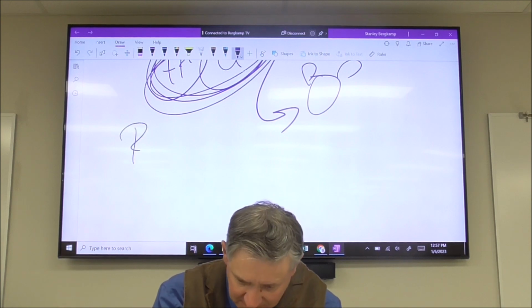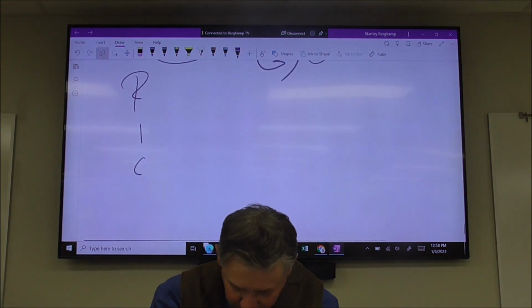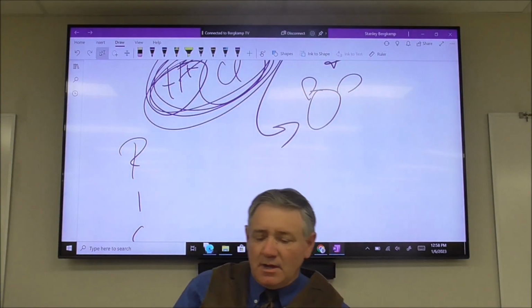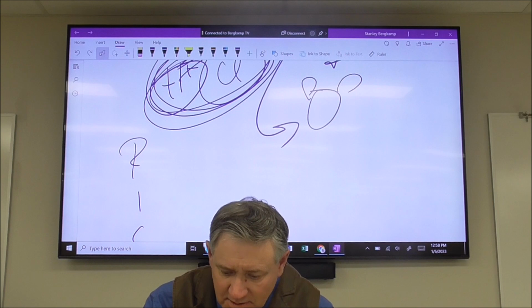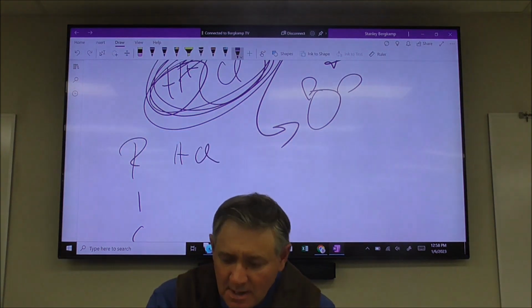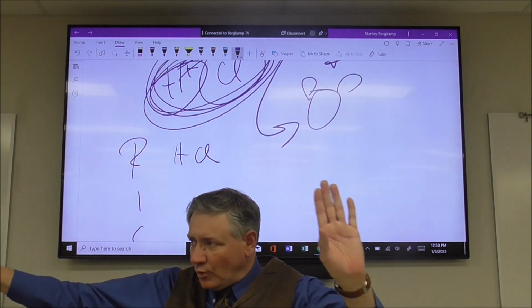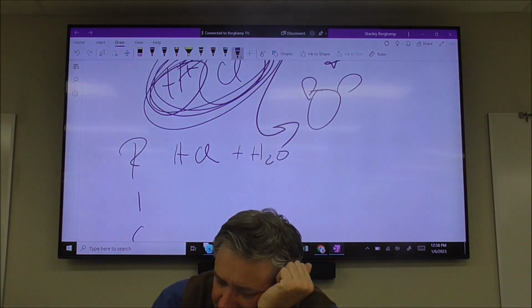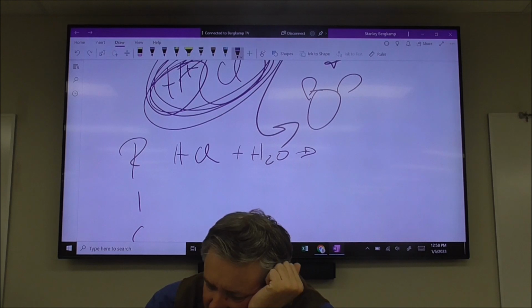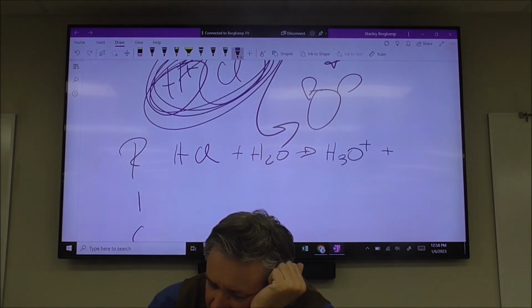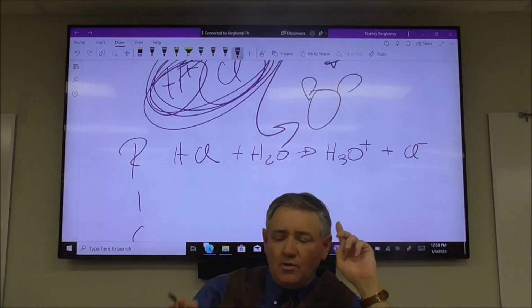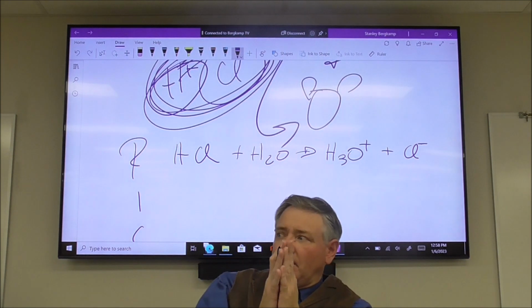So let me briefly introduce the Rice chart. On the Rice chart, the R stands for the reaction. So what's happening in here is that you have hydrochloric acid, and I'm going to write out the big formal one, and I'm going to include water in this. So what's going to happen is that you're going to form H3O plus and Cl minus.